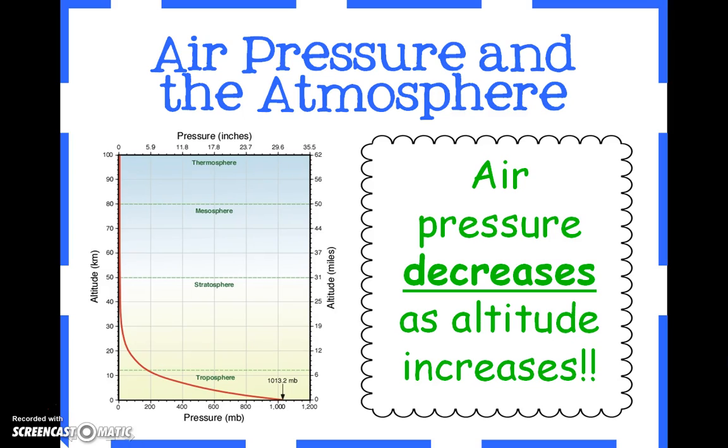Okay, and this is what you need to know. Look at this screen. Air pressure decreases as altitude increases. What that means is as you go up in the atmosphere, we live down here in the troposphere, the pressure is going to decrease, and that is because there are fewer molecules as you go up. Remember, gravity pulls these air molecules down, so as you go up, there are not as many. So air pressure decreases as altitude increases. Know it.